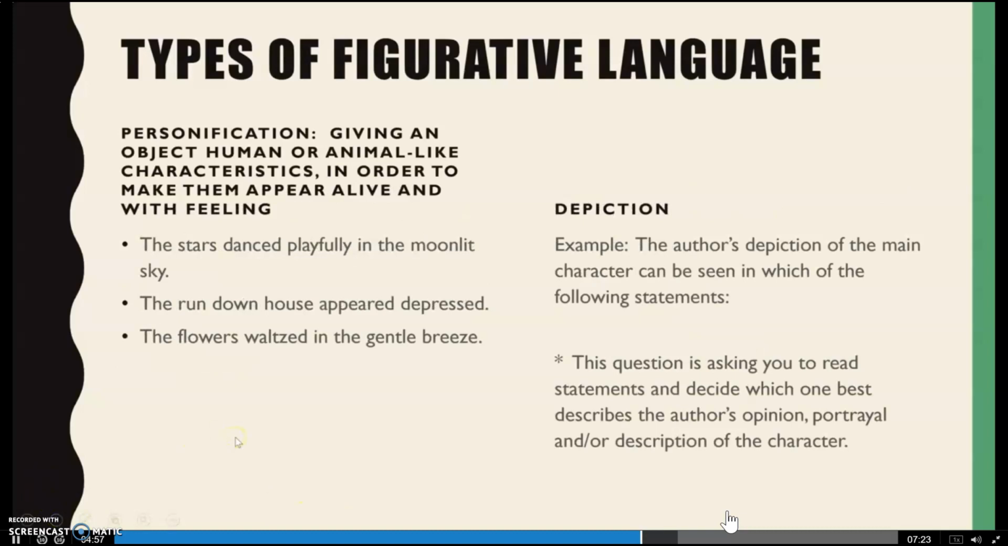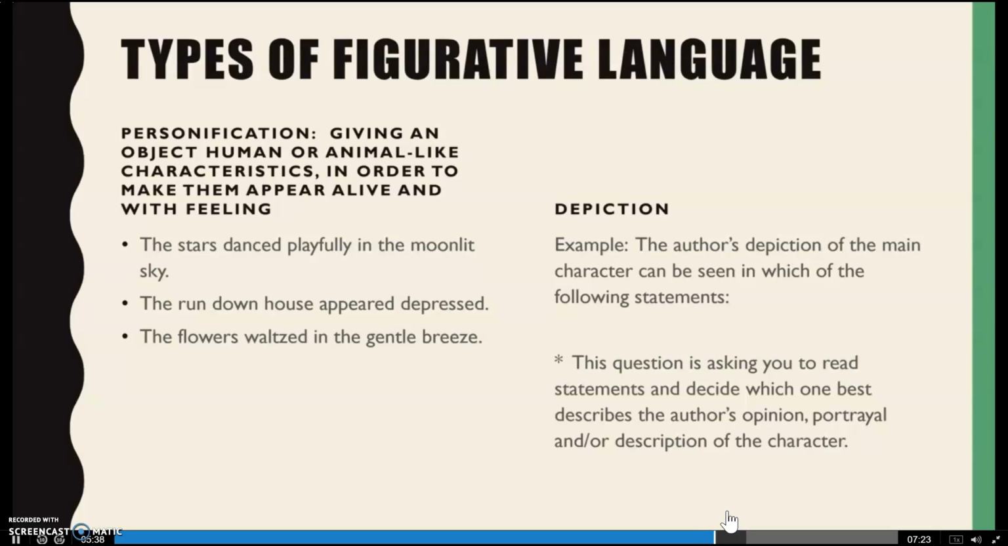All right, another type of figurative language is personification. So think of the root there, person. It's giving a person, a human, an animal-like characteristics in order to make them appear alive and with feeling. So, excuse me, let me take it back. So personification is taking an object and making them appear human. So for example, the stars danced playfully in the moonlit sky. We know that stars in the sky don't dance, but we're giving them the idea, the personification that the stars are like a person dancing.